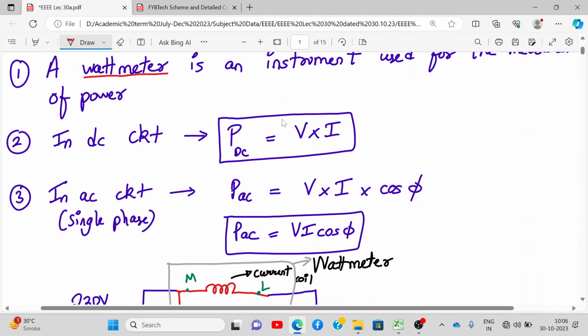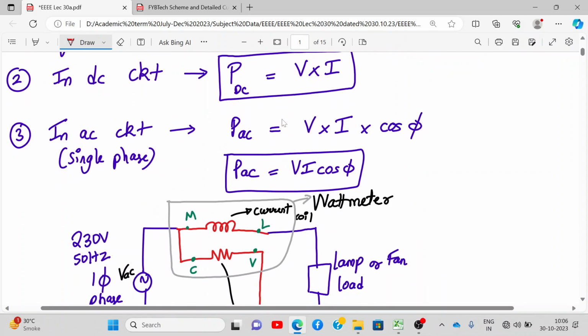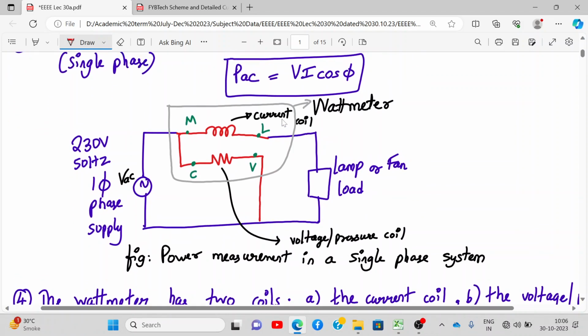Okay. So in a DC circuit, how is the power given? Voltage into current. In a single phase AC circuit, it's given by VI cos phi, correct? And in a three phase AC circuit, we have seen root 3 VL IL cos phi. Yes or no? So this is the power measurement happening in a single phase circuit.